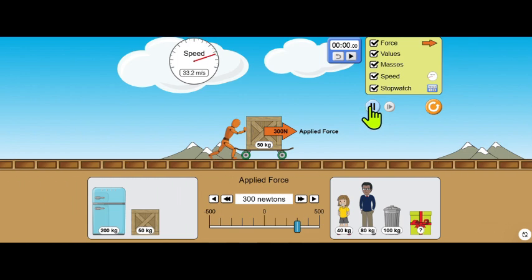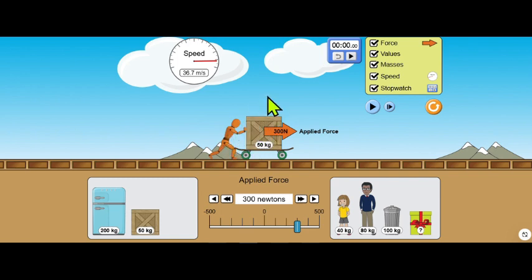Woo! See how fast it's moved now? Now, when we reduce the mass, it moves very, very fast. This explains that the mass is directly proportional to the force applied. So when we increase the mass, it affects the force applied.